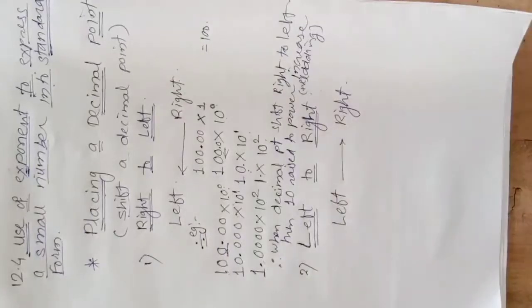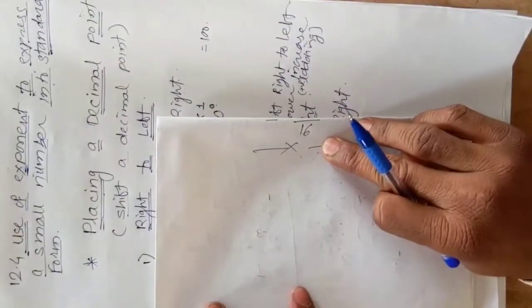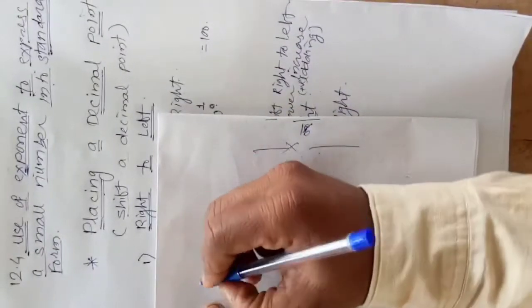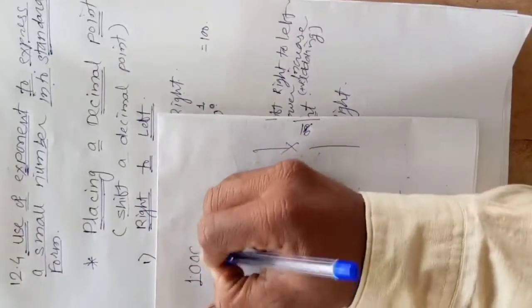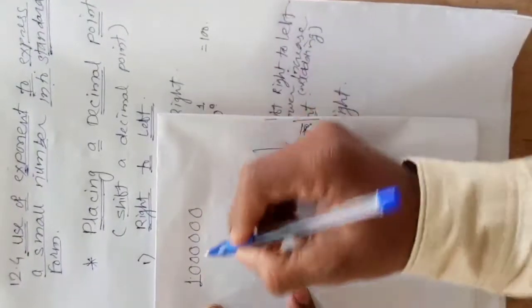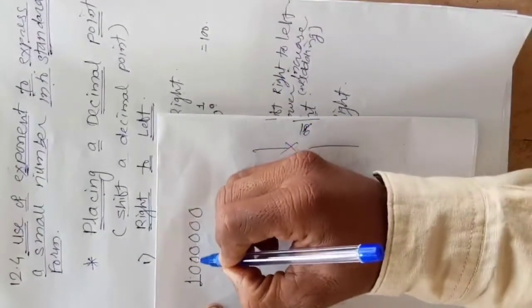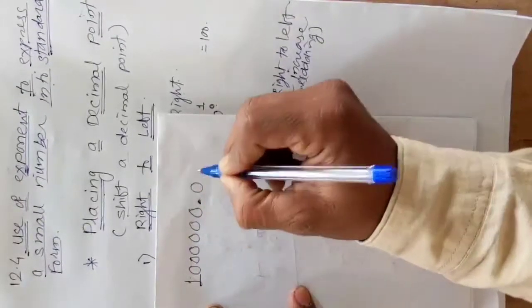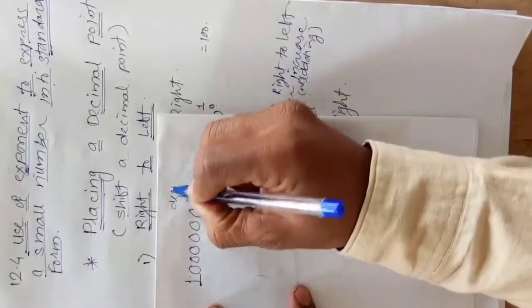One more example is there. If you consider the number 10,000 or 1 lakh, so this is the number, 10 lakh. Here 0 0, and if you consider this a decimal point.